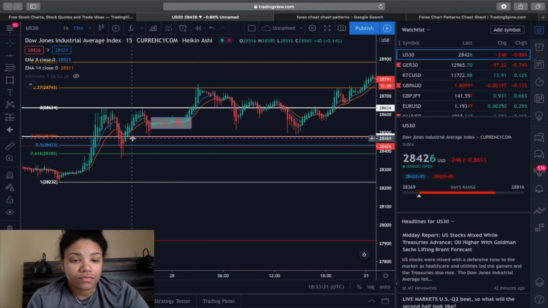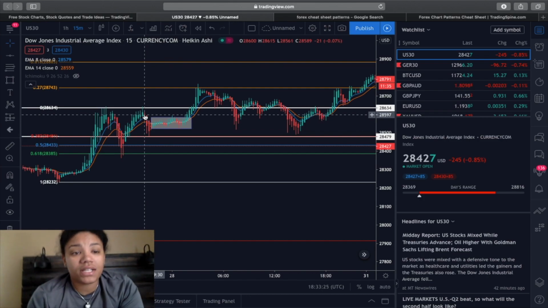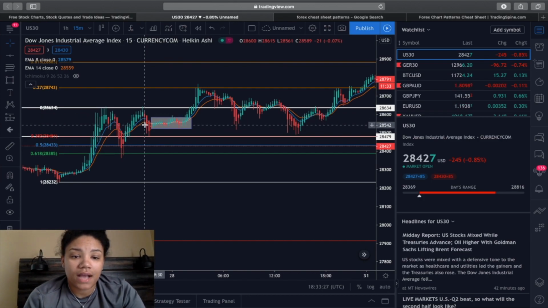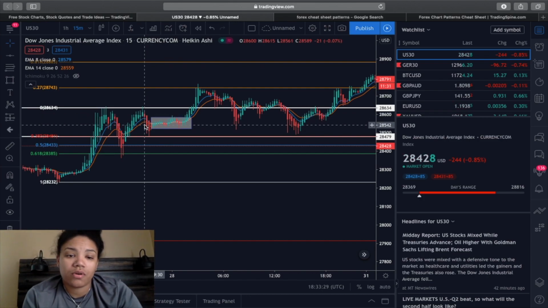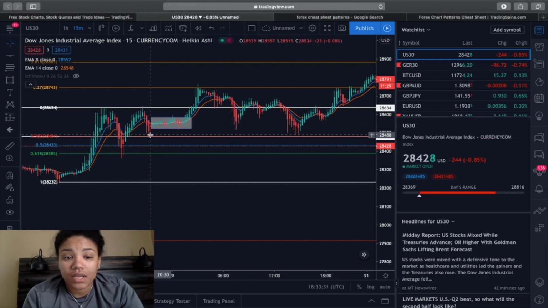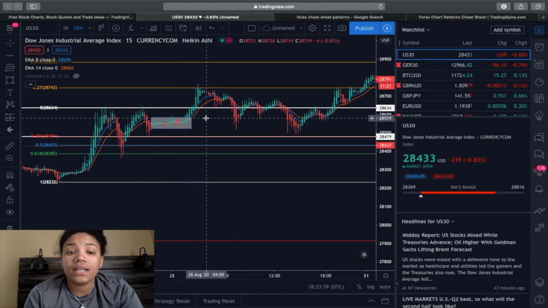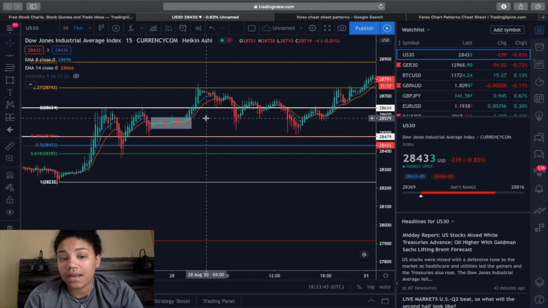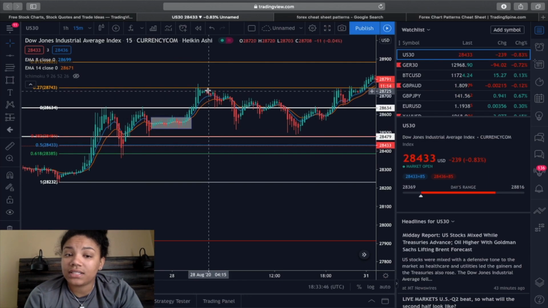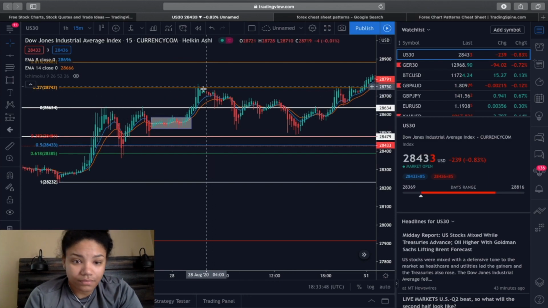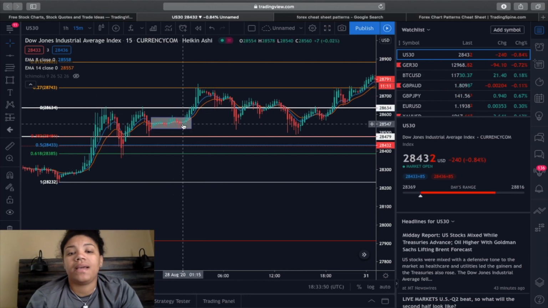So I could have entered here, and then say if I missed that entry, right, and I wanted to wait for the next pullback, I just wait, and it pulled back here, but then it started going into consolidation mode right here, right? It started going into consolidation mode. So what I did was draw my box, and I'm waiting for it to break my box in the direction that I said it would, which is here, and I'm waiting for them EMAs to cross.